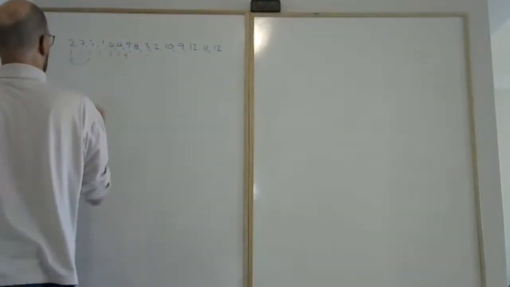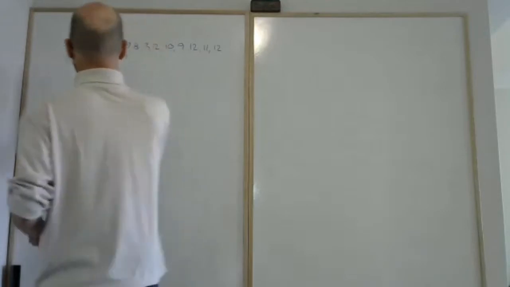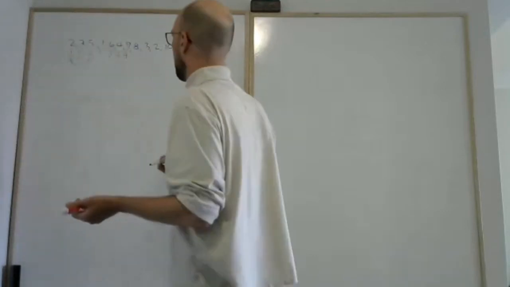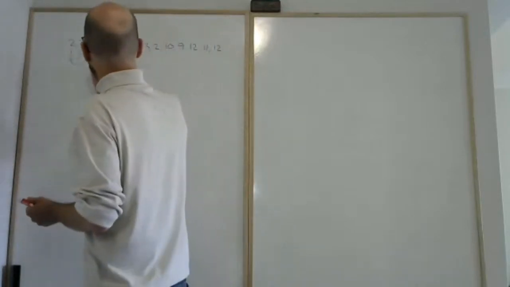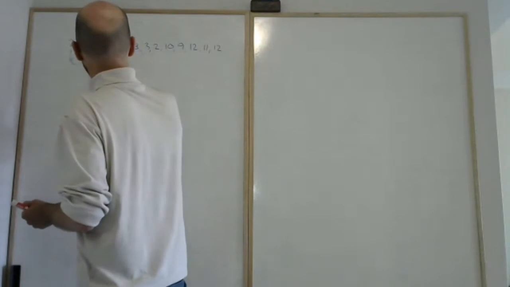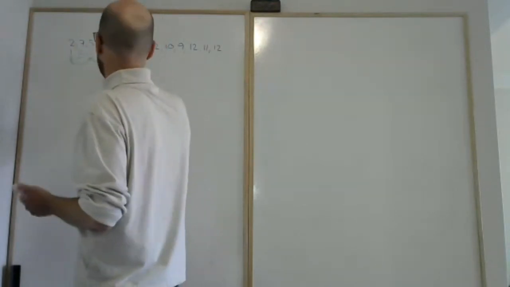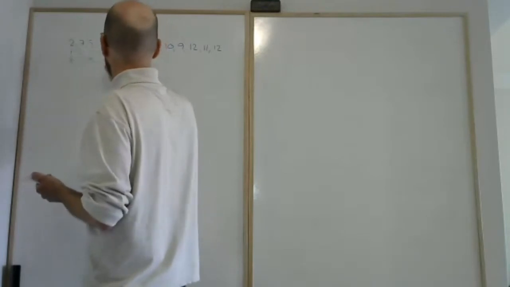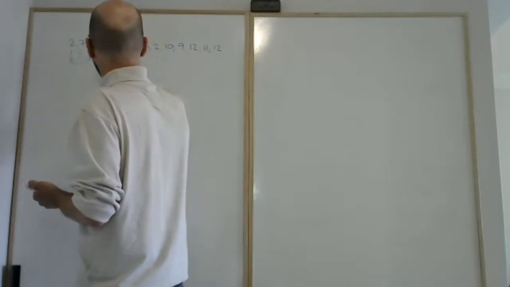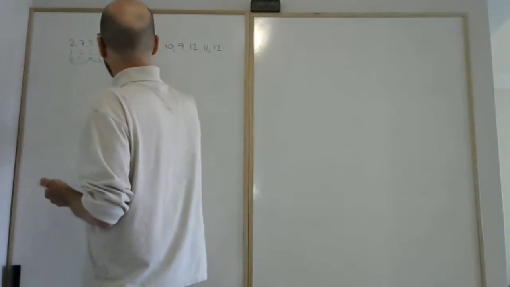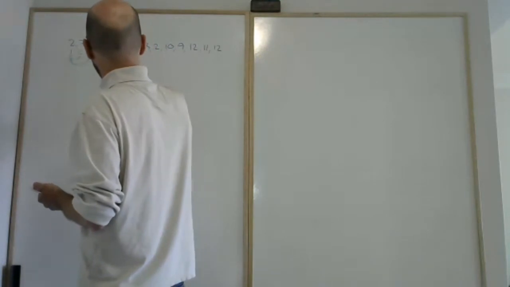So 5 also goes here. We store a pointer to this. 1, we don't store a pointer. 6 points to 5. 4 points to either 1 or 2. 9 points to 6.